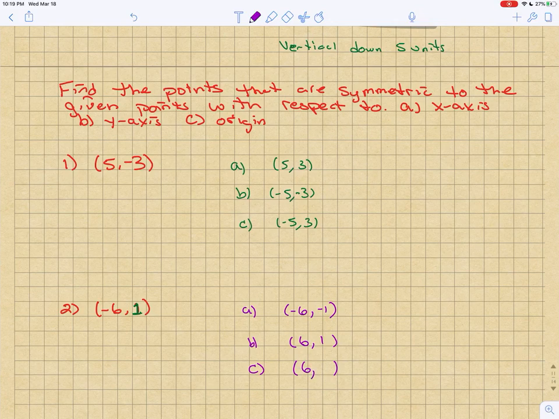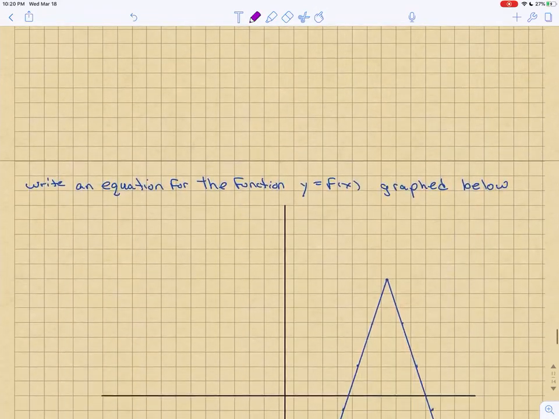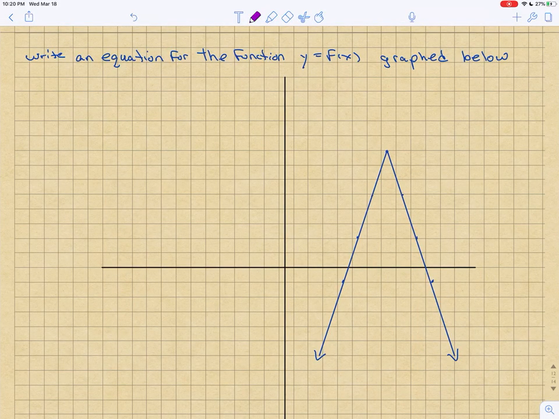It was a negative 6, it becomes a positive 6. It was 1, it becomes a negative 1. All right, that's how we do that. Let me throw in one more problem to go over, and then we can stop. I want to write the equation for the function y equals f of x graphed below.